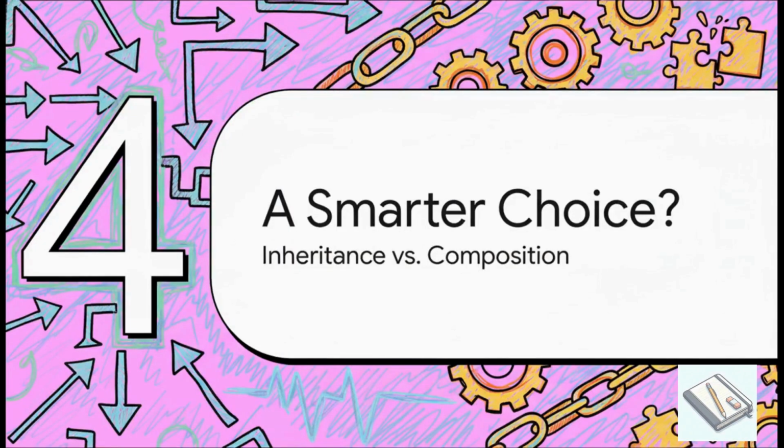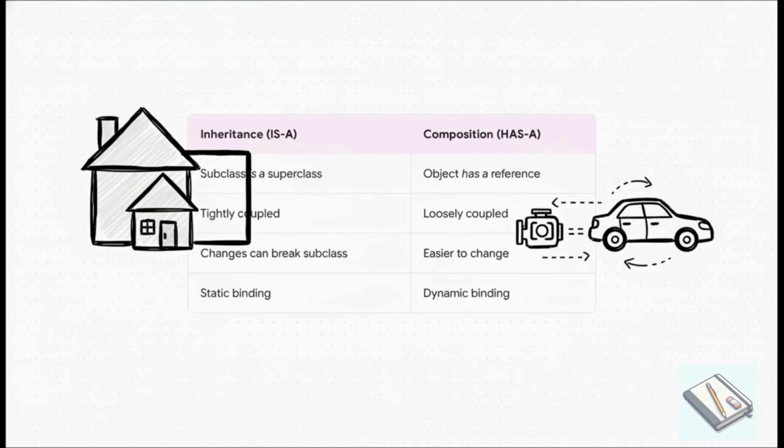Okay, last section, and this one is a really critical design choice. Inheritance is an amazing tool for reusing code, but it's not the only one. And sometimes it's not the best one. Let's compare inheritance with its main alternative, composition.